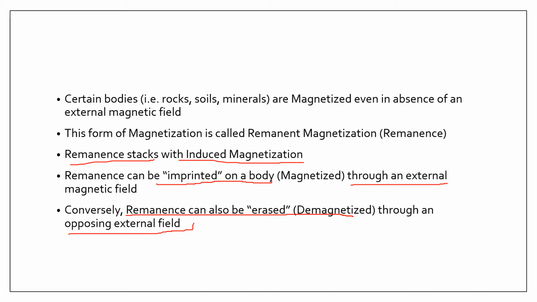Any object can basically act as, or record, its exposure to an external magnetic field. And we will be discussing that later in detail because there are a lot of types of remanence.